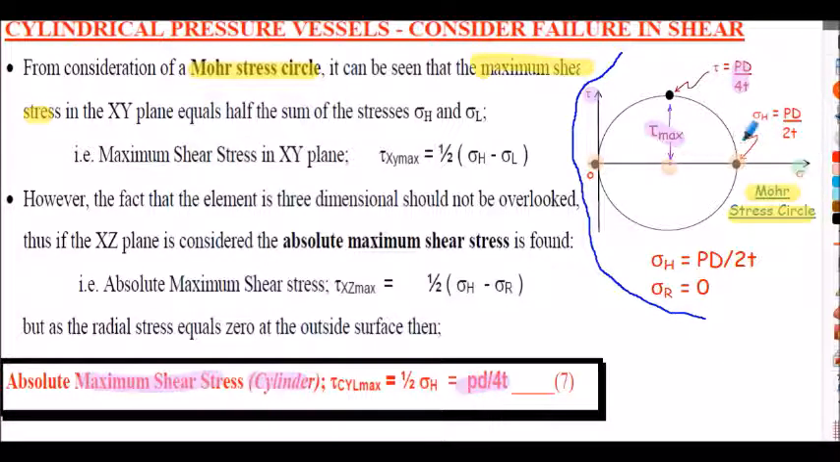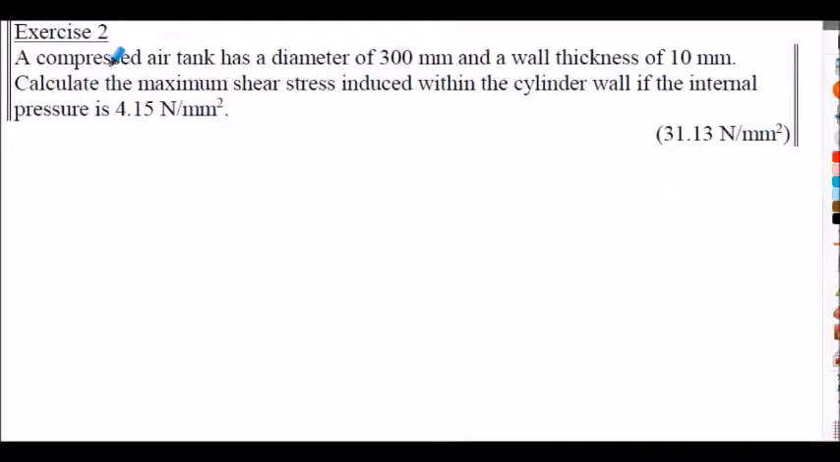So that's shear stress. We haven't really considered shear before. It's always been the tension as far as the hoop and the longitudinal stresses are concerned. This is actually a failure in shear here. Exercise 2 is just using the shear stress formula from the previous slide.